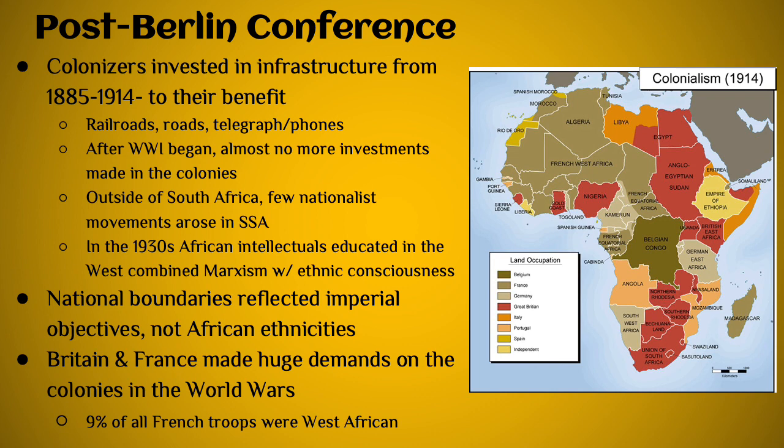Outside of South Africa, there weren't many nationalist movements across sub-Saharan Africa, but you did have African intellectuals who were educated in Western countries who looked to try to combine Marxism with an ethnic consciousness, or sort of nationalism, really. But as we know, the national boundaries, the ones that exist to this day, reflected imperial goals and imperial objectives, not African ethnicities, and that has led to a tremendous amount of violence and unrest and destruction because the European countries divided up the continent.